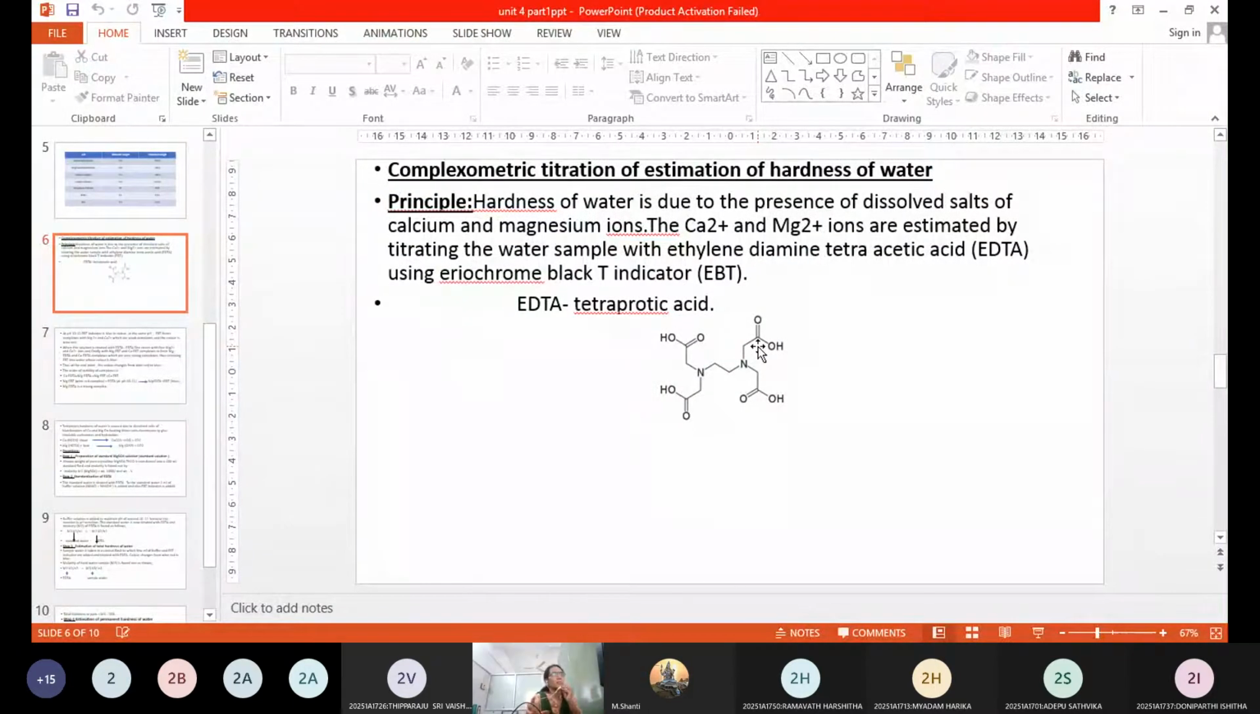The other day we discussed complexometric titration. In Saturday's class, what have we discussed? Do you remember anything about the estimation of hardness of water by the EDTA method?